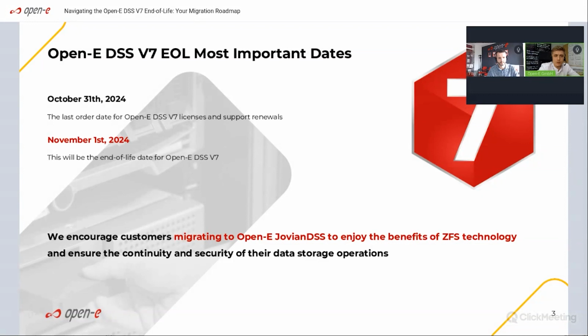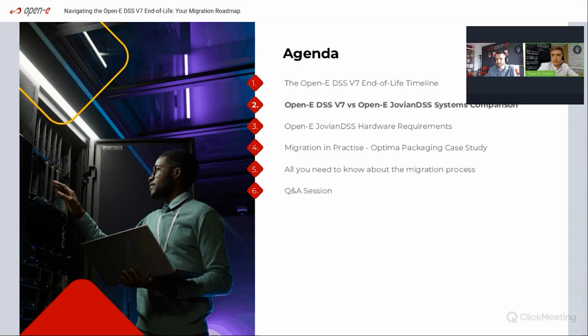The next day, 1st November 2024, is the end of life for Open-E DSS V7, and it will no longer be possible to purchase any license, and the product will no longer be developed. And basically, that's it. Just 2 days, time flies, and so it's worth thinking now about how your storage will be handled. And now Filip will show you the comparison between these both products, so between Open-E DSS V7 and Open-E JovianDSS, of course.